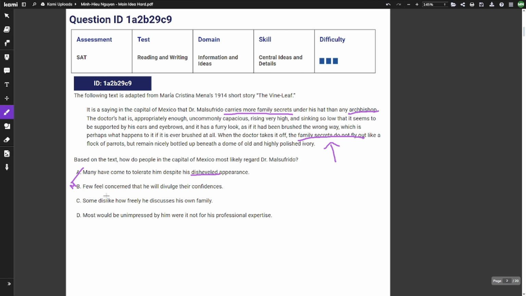Let's look at C. Some dislike how he freely discusses his own family. That's literally the exact opposite of what the text says. The text says that he keeps the secrets, alright. And then D. Most would be unimpressed by him were it not for his professional expertise. I mean, it says that he's an archbishop once right here, but never again does it even mention his expertise. So it's not gonna be D either. That means our best answer would be B.